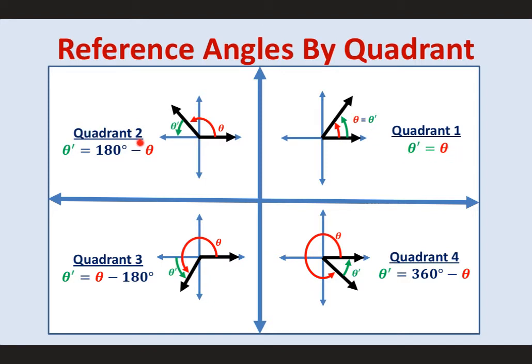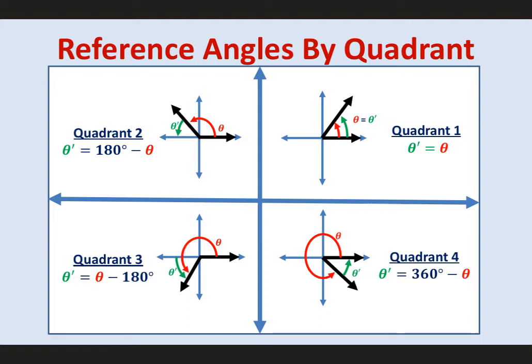In quadrant 2, though, we've gone this red distance right here. Our reference angle is the distance it takes to complete the trip to 180 degrees. So to calculate your reference angle, your theta prime, you're going to do 180 minus the angle that you've already traveled. In quadrant 3, it's similar, but a little bit different. We've now gone this red angle down here into quadrant 3. We want to find how far past 180 we are. So we take the theta that we've already traveled and subtract 180 from it to figure out how far past 180 we've gone, and that'll be our reference angle.